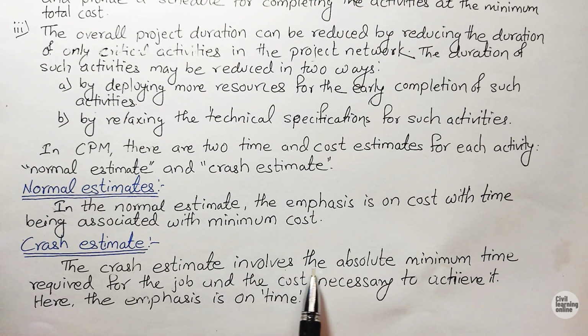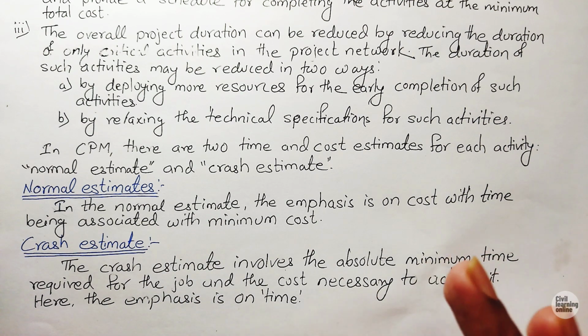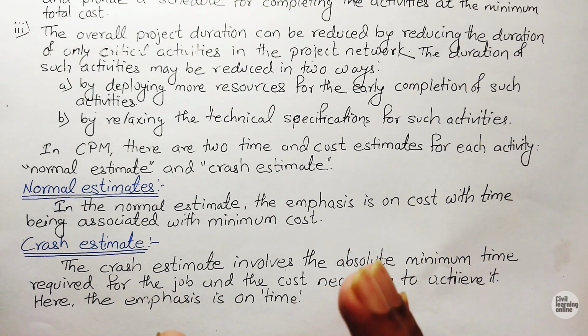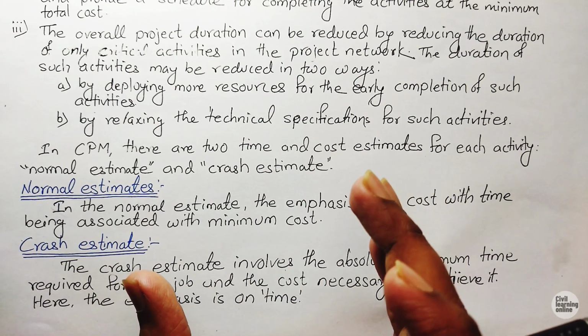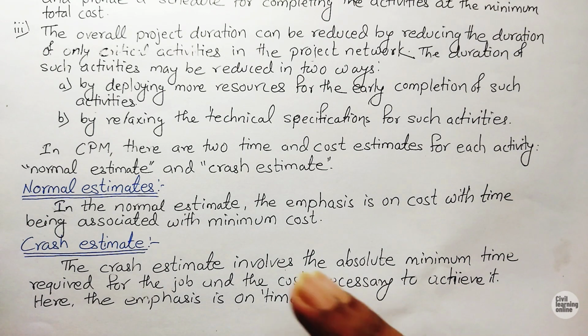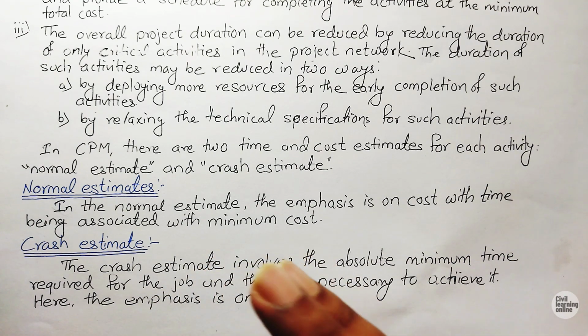Crash estimate involves the absolute minimum time required for the job and the cost necessary to achieve it. Here the emphasis is on time. In the crash estimate, we just focus on saving time and on what resources must be allocated so that we will be able to save time, and in that case the cost may rise above the normal cost.